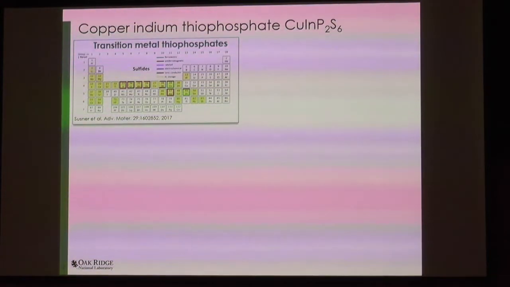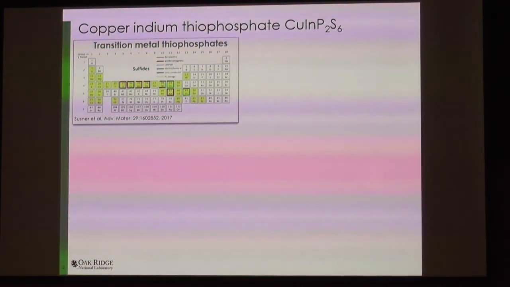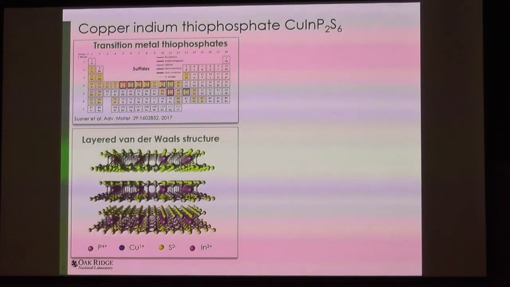CIPS belongs to the family of transition metal thiophosphates. There's a variety of compounds with different interesting functional properties. And what gives us a wide variety of functionality is just the layered structure.